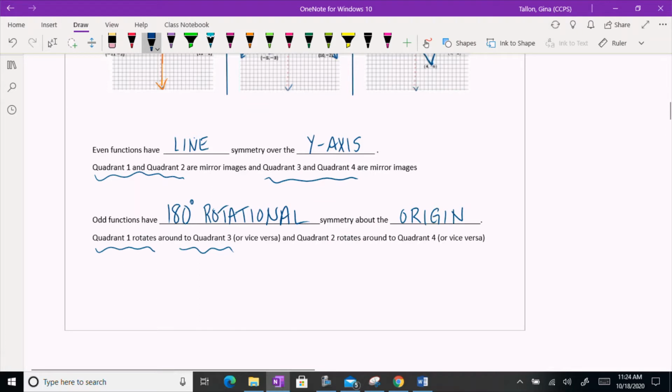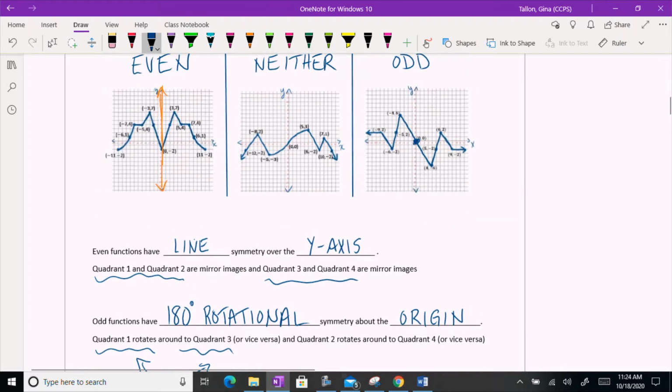So quadrant 1 will rotate into its opposite quadrant, the quadrant that's 180 degrees away from it, quadrant 3, and vice versa. If you had something in quadrant 3, you could think about it rotating into quadrant 1. I could take this point 4, negative 6. I said quadrant 1, I meant quadrant.